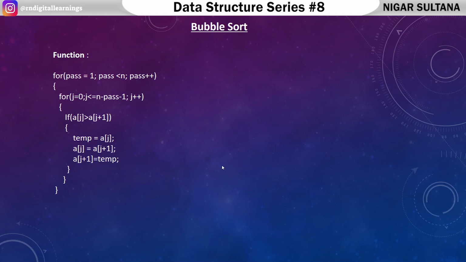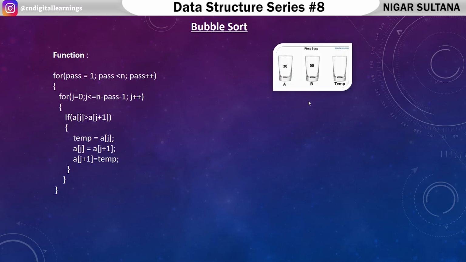Now let's understand what this swapping is and how it actually takes place. With the help of an example, we'll understand what swapping is first. So now we have 2 glasses here, A and B. A is containing the value 30 and B is containing the value 50. To interchange the value of A with B and B with A, 50 should come to A and 30 should go to B. Okay, this is the concept of swapping.